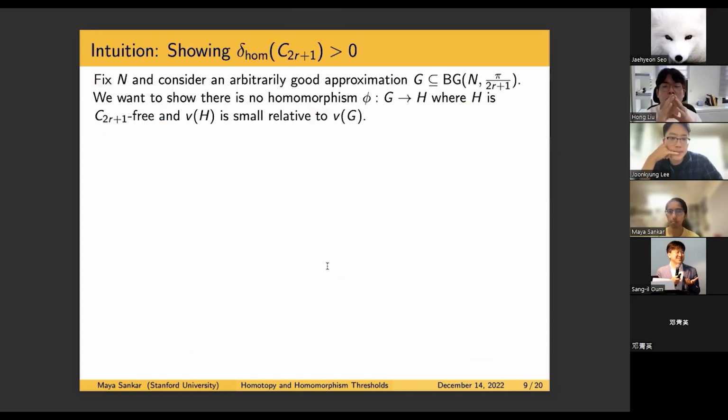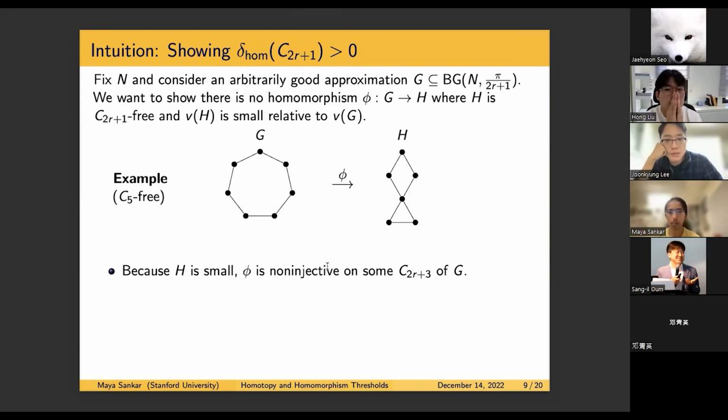So here's maybe some intuition of how the proof goes. We'll fix n, which we'll determine later, and we'll consider some very, very good finite approximation G to the Borsuk graph. And let's suppose, for the sake of contradiction, that there is a homomorphism from G to H, where H is C_{2R+1}-free. And because G can be chosen to be arbitrarily large, we can say that H is arbitrarily small relative to G.